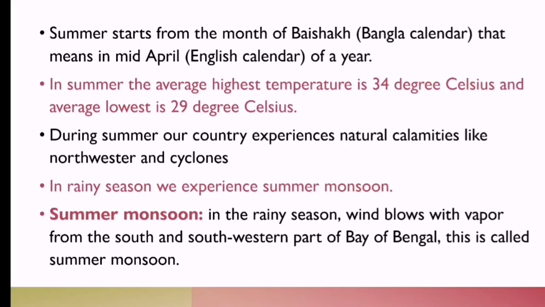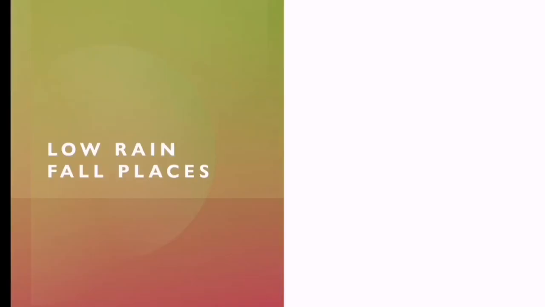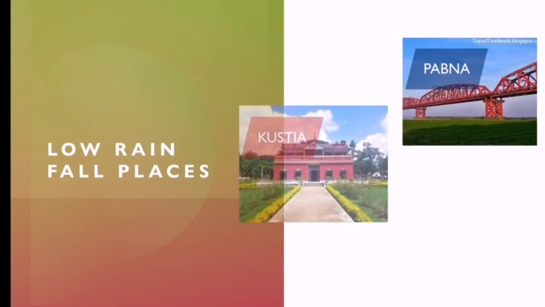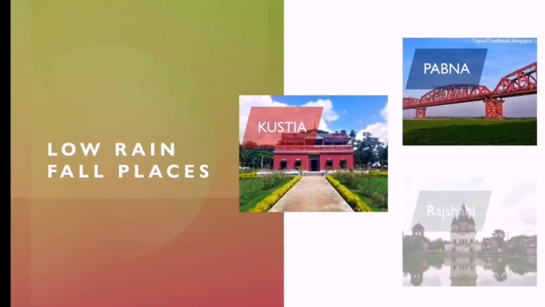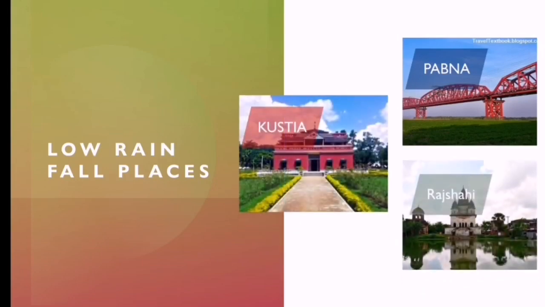The definition of summer monsoon is very important for your examination. So make sure that you are memorizing the definition of summer monsoon very well and clearly. When in the rainy season, due to the summer monsoon, rain falls heavily in Sylhet, Chittagong and Cox's Bazar. On the other side, in Pabna, Kushtia and Rajshahi, we have a lesser amount of rainfall.